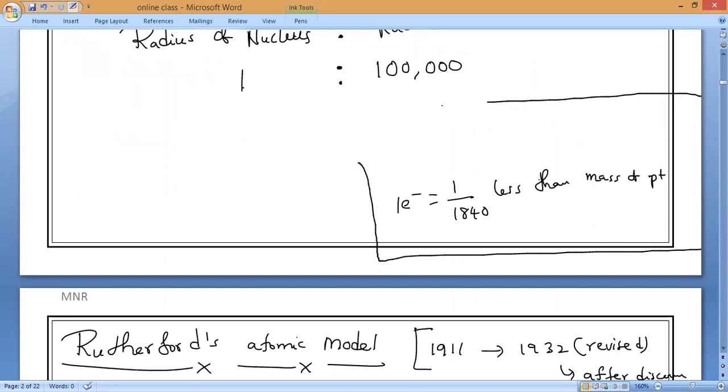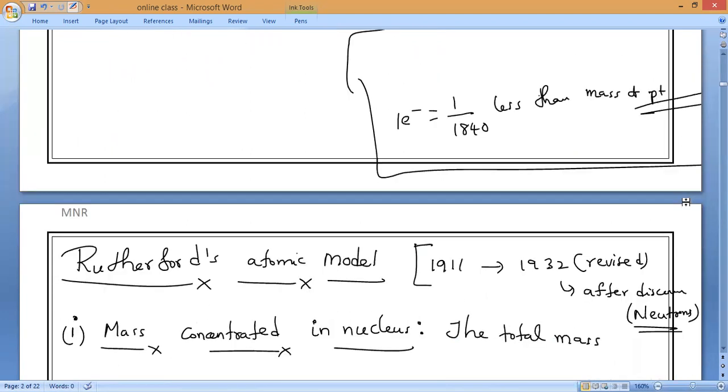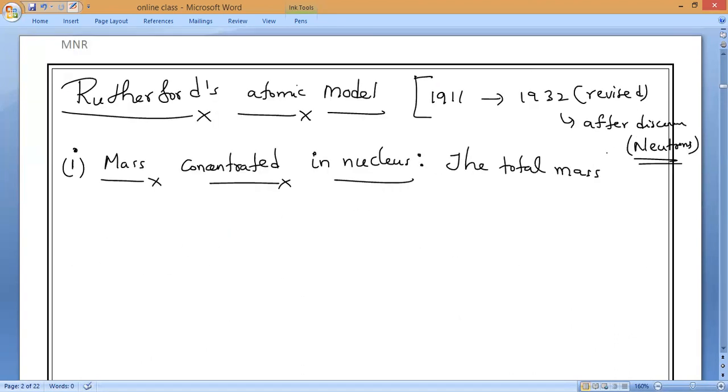1840 times less than the mass of protons. Understand? That is why we'll say negligible mass. Is it okay, guys? Yes, please. Yes, sir. Values also I taught you. You all should learn. That is one.